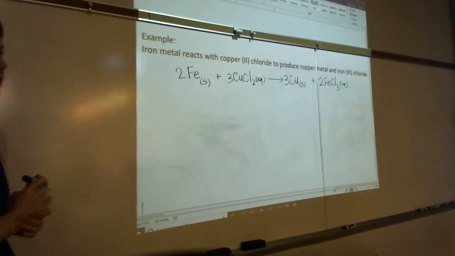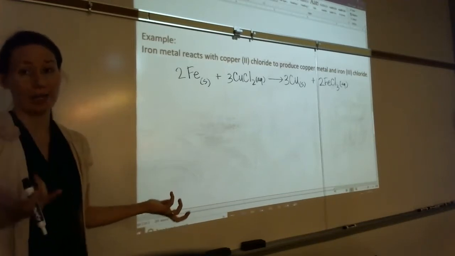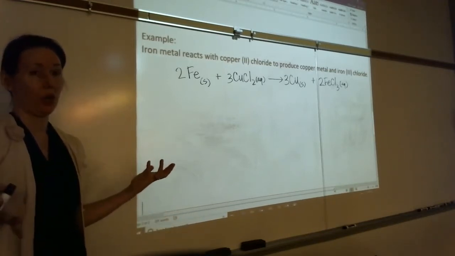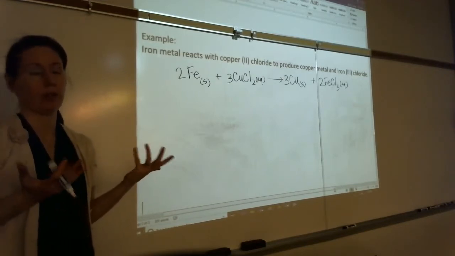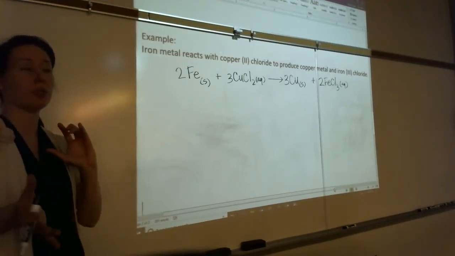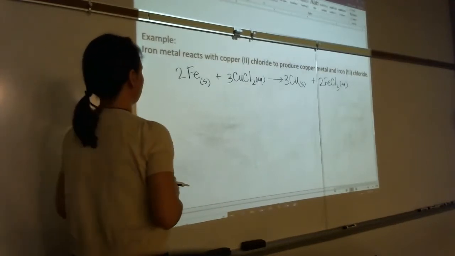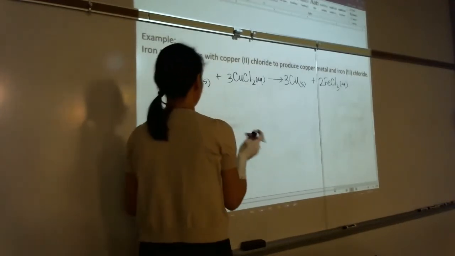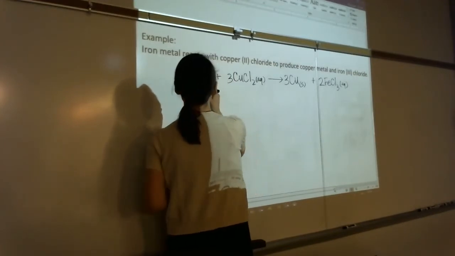So my question to you is, is this redox? Well, for something to be redox, you have to have both an oxidation and a reduction. If there's no change in oxidation numbers, then it cannot be redox. If there is a change in oxidation numbers and one loses electrons while the other accepts electrons, then there is a redox. So let's go through and assign our oxidation numbers. Iron is a pure element in its most stable form, so its oxidation number is 0.